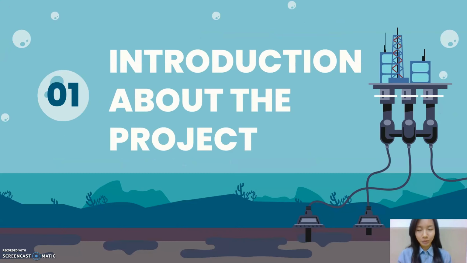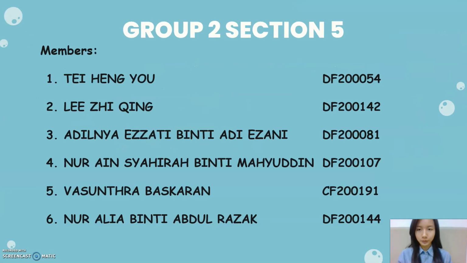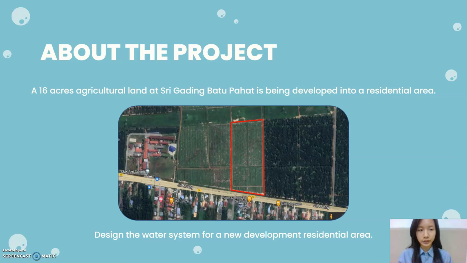So this is Lizing presenting the introduction of the project. Our project is to develop a 16 acres agricultural land at Serigading Berpa into a residential area. We are going to design the water system for the project, including the water supply design, the pressure demand, the sewage design, composite drain design, and also the erosion and sediment control of the project.